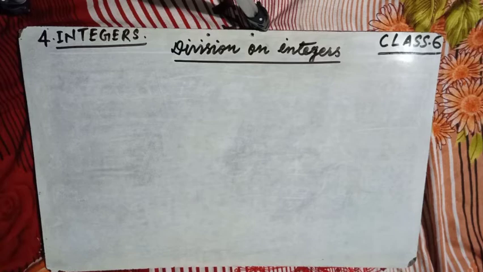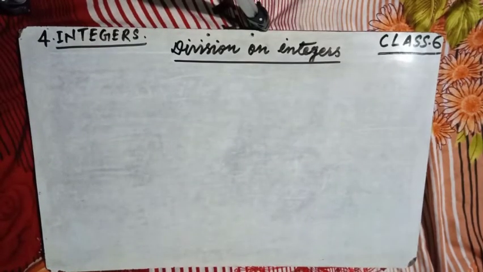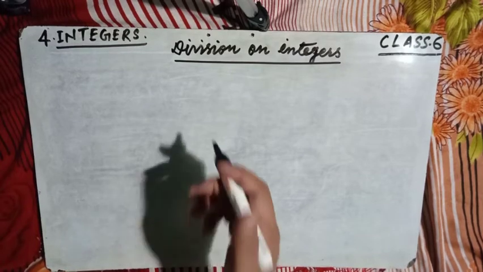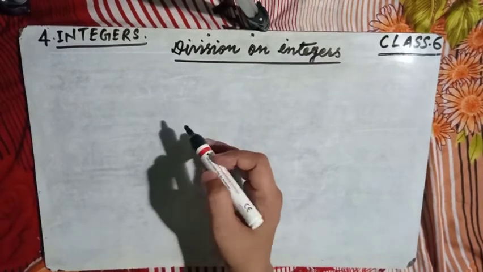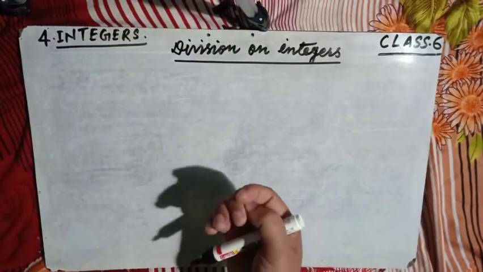We are very welcome once again because we are going to study the new subtopic, division of integers, chapter number 4, integers, class 6. So students, get ready, let's get started. Now the subtopic is division of integers. It's a very simple topic. In this topic we will learn how to divide two integers having equal signs or different signs.